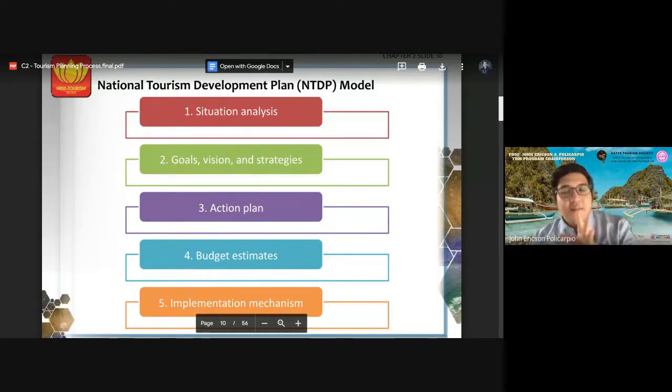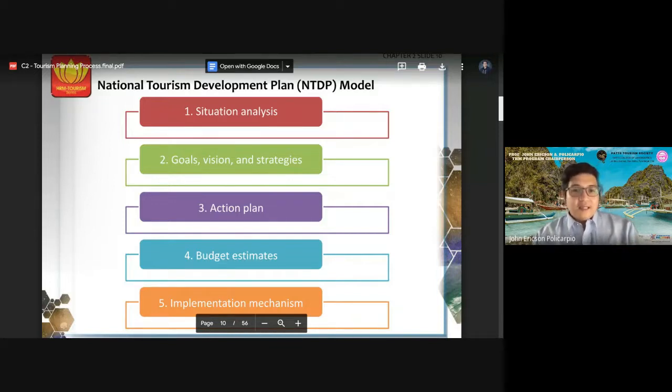Apart from that, there is a budget estimate. Why is it important that there's a budget estimate? Take note that the National Tourism Development Plan model is derived on a public sectoral level. Meaning to say, national budgets are actually allotted for these projects. And we have to look into understanding what are the different estimates or what are the different possible expenses that you're going to incur when you develop a certain tourism area.